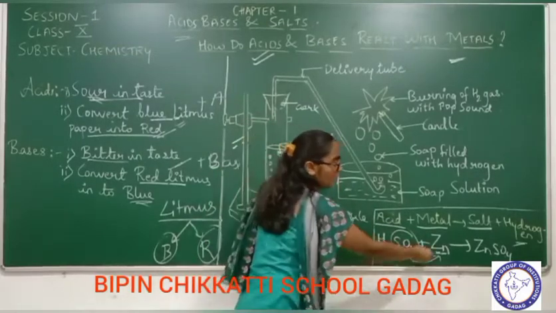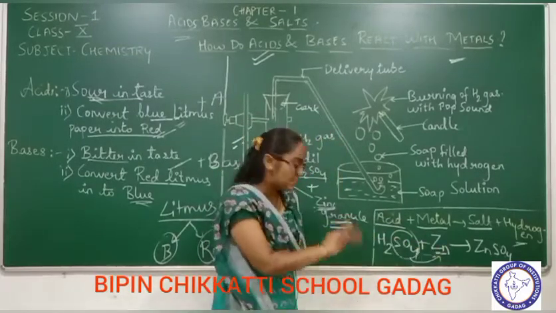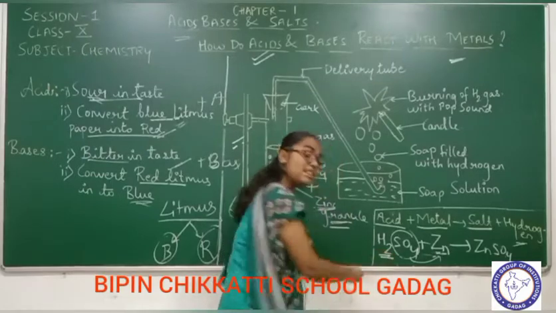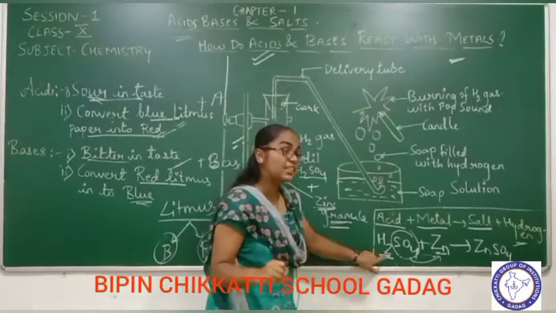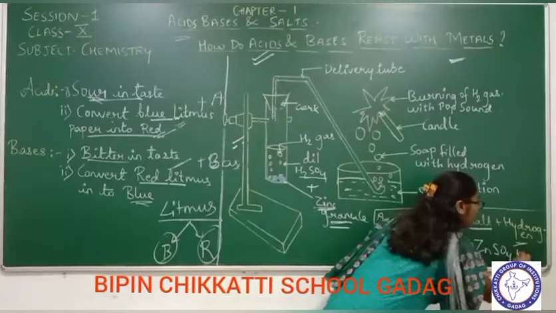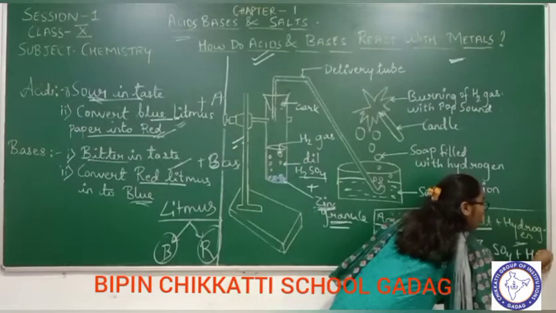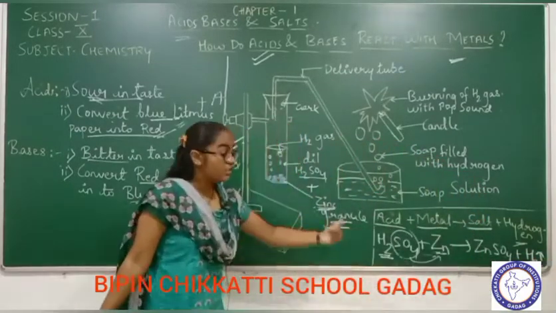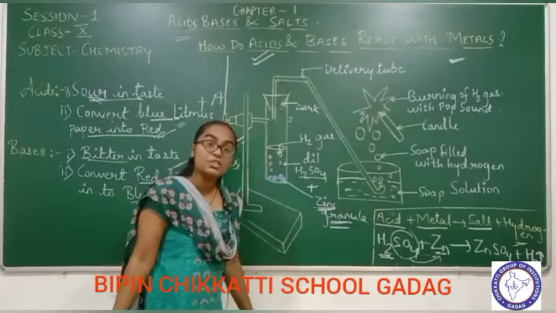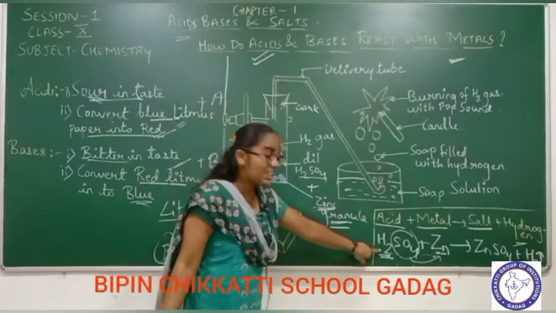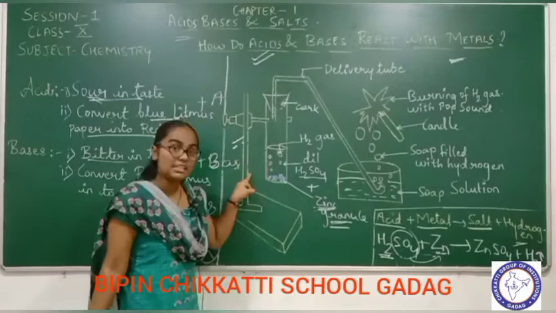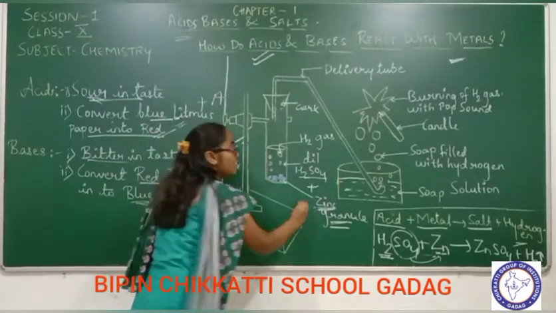And who is left alone here? After the sulfate ion is removed by the zinc, displaced by the zinc, only hydrogen is left, right? So hydrogen gas is left, and this hydrogen will get evolved in the form of a gas. So this is a simple reaction taking place here, wherein the sulfuric acid in the test tube reacts with this zinc.